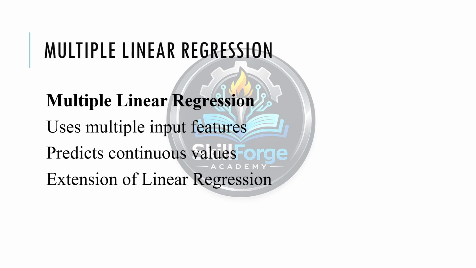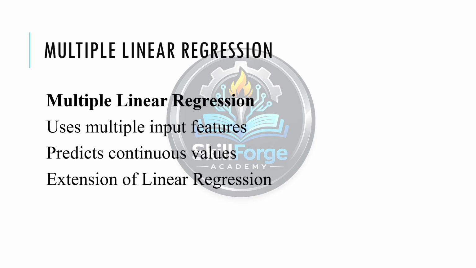In the previous lecture, we used only one input variable, like experience, to predict the salary. But in real world problems, predictions usually depend on multiple factors. For example, house price depends on the area, number of rooms, location, and many more things. Multiple linear regression allows us to use multiple input features to make better predictions. It is simply an extension of linear regression.